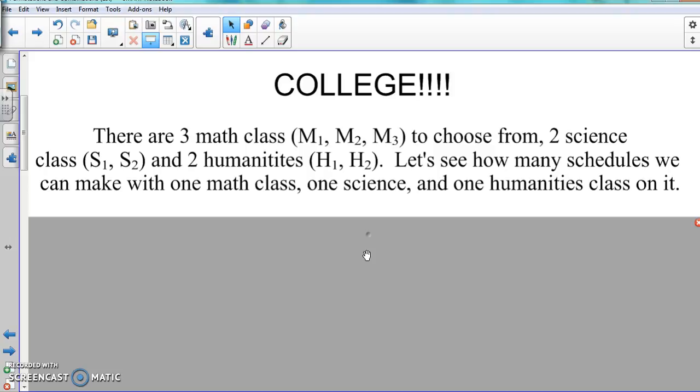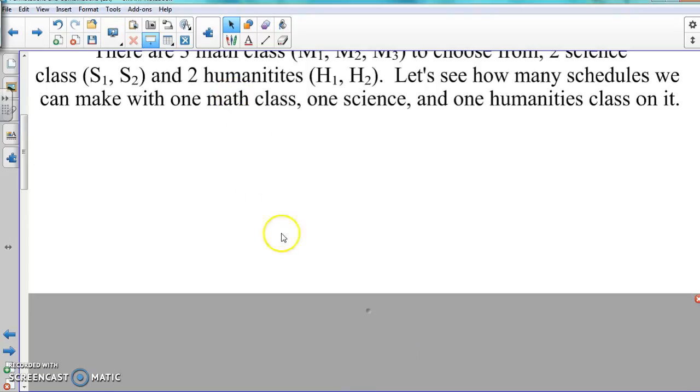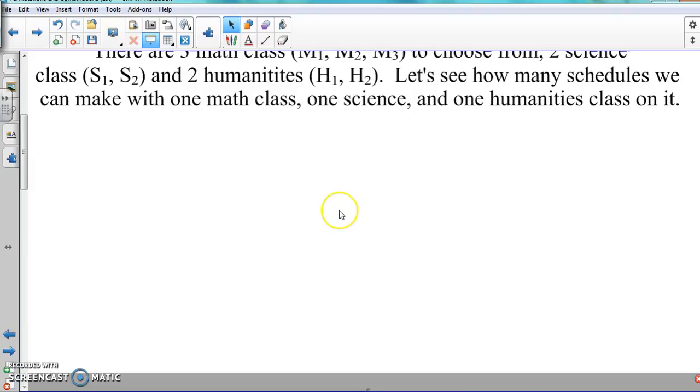So here, there are 3 math classes that you can choose from, 2 science classes, and 2 humanities classes. Now with that, we're going to make a tree diagram to see how many possible ways we can have one math class, 1 science class, and 1 humanities class.